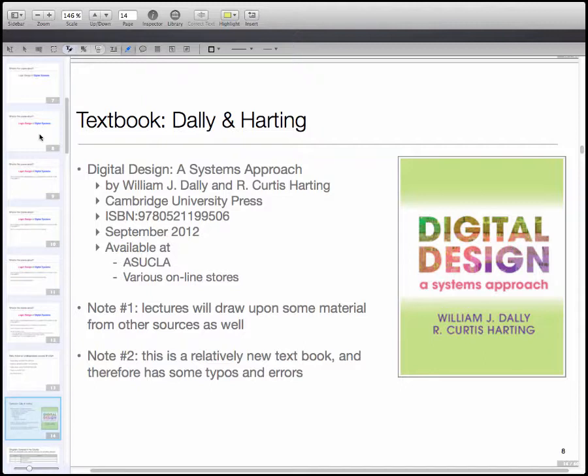So as you go along, you'll see there is some stuff there which is not quite right, but overall, I think it's one of the best textbooks around.